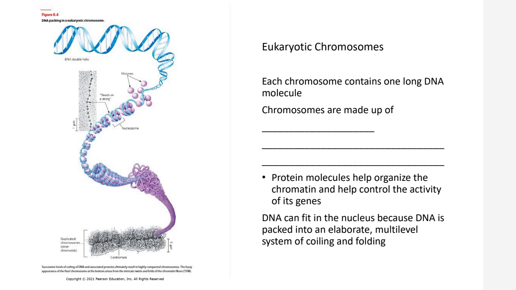Okay, let's talk about eukaryotic chromosomes. In other words, let's talk about DNA. So each chromosome, so one chromosome, contains one long DNA molecule. Okay? And a lot of times we kind of use the word DNA and chromosome interchangeably. But there are differences because chromosomes are actually made up of something called chromatin.